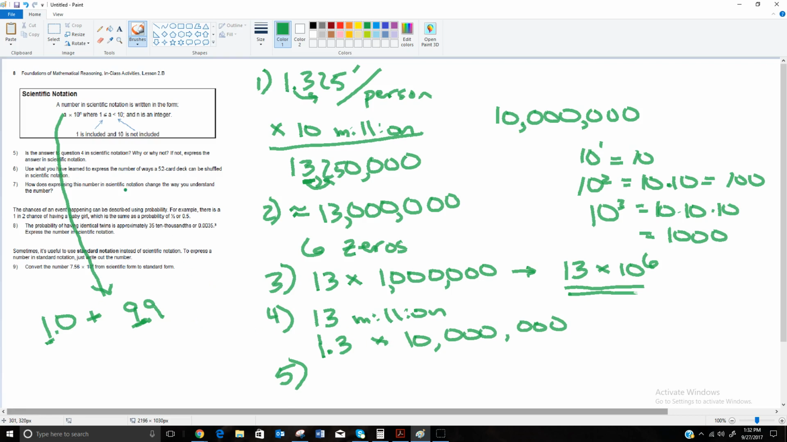It said, use what you have learned to express the number of ways a 52-card deck can be shuffled. This is just a mean question. I'm not even going to bother with it. They want us to take that number that we had in the prior one, that big, long number about how many ways there are to shuffle a 52-card deck, and write it in scientific notation. It's ridiculous. It's a very large number. If you want to look back at that page, it started out with 80658. You'd have to start with that.